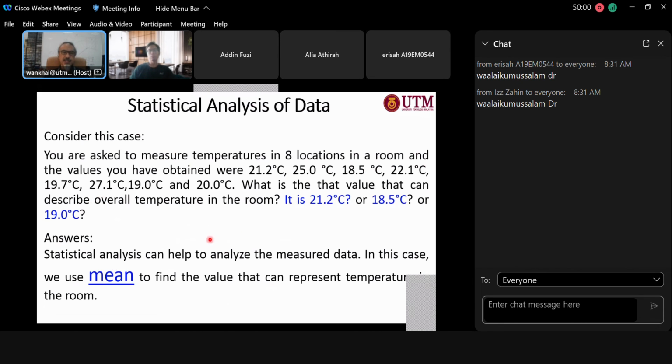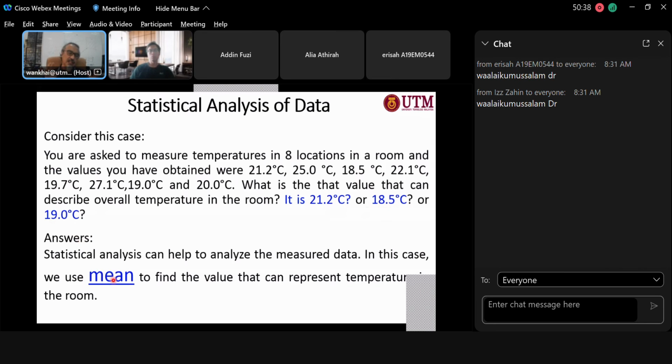So in the statistical data, consider the case where you are asked to measure temperature in 8 locations in a room, and the values you have obtained were 21.2 degrees C, 25.0 degrees C, 18.5 degrees C, 22.1 degrees C, and so forth. What is the value that can describe the overall temperature in the room? Is it 21.2 degrees, 18.5, or 19?